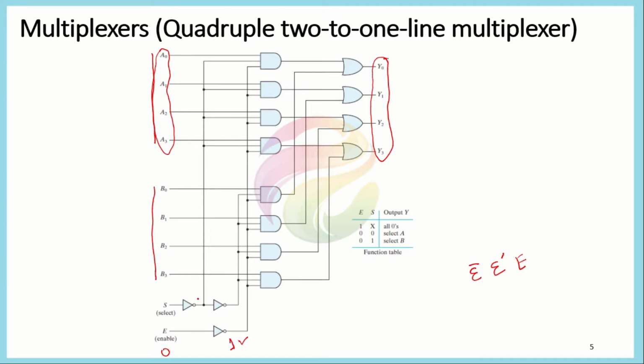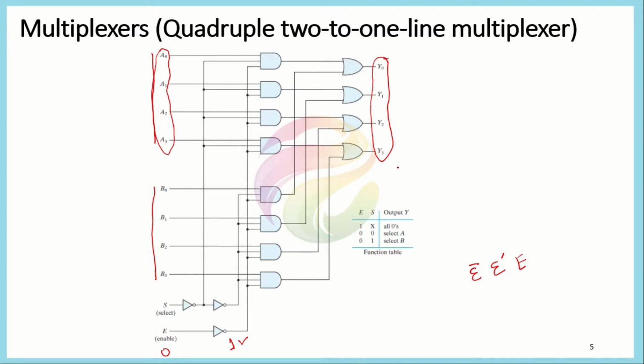If we select S equal to 0, then all these four numbers A0 to A3, which represent the A or the first quadruple, will be connected to the output Y0 to Y3. While if we select S equal to 1, then all the 4 bits of number B from B0 to B3 will be connected to the output Y0 to Y3. So in this way we have extended the concept of the multiplexer.